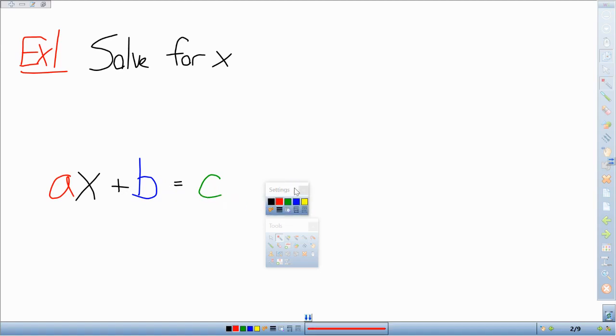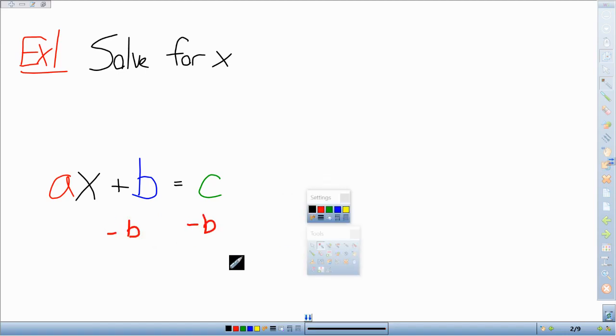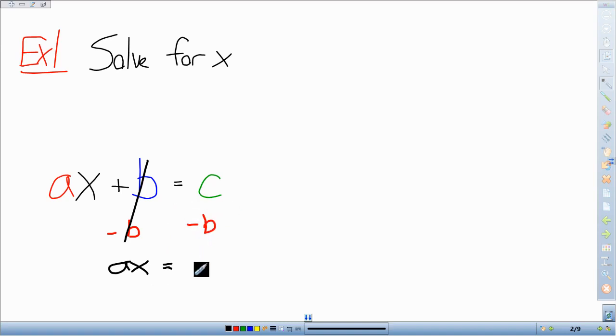When we go to solve here, we're going to solve the same way we always would, dealing with addition or subtraction first. So first thing, let's get rid of this b that's being added by subtracting it from both sides. Those are gone. On the left, we have ax, a times x. On the right, we have c minus b. Obviously we can't subtract that, so we're just going to write it as c minus b.